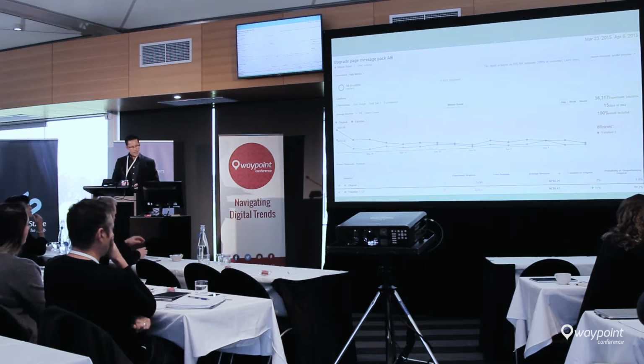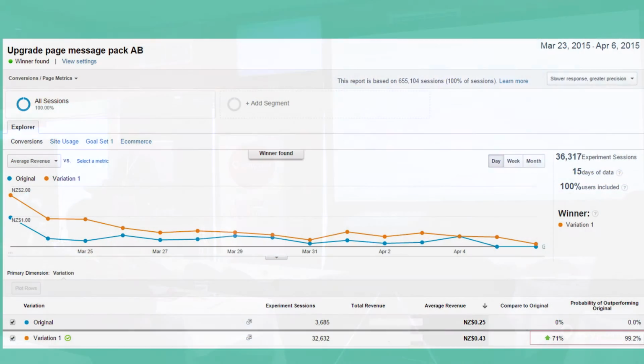So we did this test, and we found that variation 1, which was the one that hid the message pack, outperformed in average revenue by nearly 2 to 1.